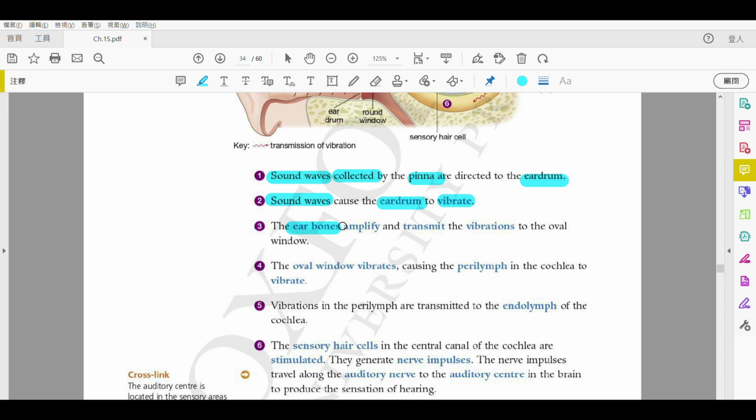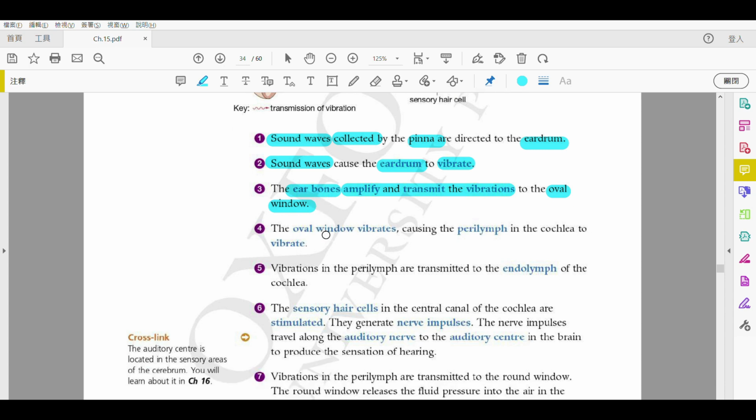The ear bones, what is the function again? They will amplify and transmit the vibration. So what is it connecting? Ear bone will connect the eardrum and the oval window. So this time it will transmit the vibration from the eardrum to the oval window, according to the sequence. And then the oval window will vibrate. So what will happen afterwards? What is the oval window connected to? It is connecting the ear bones and the cochlea.